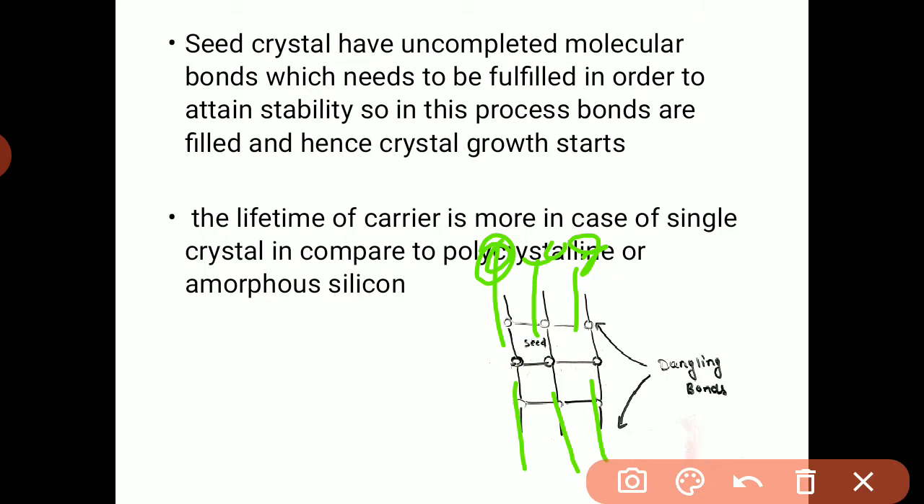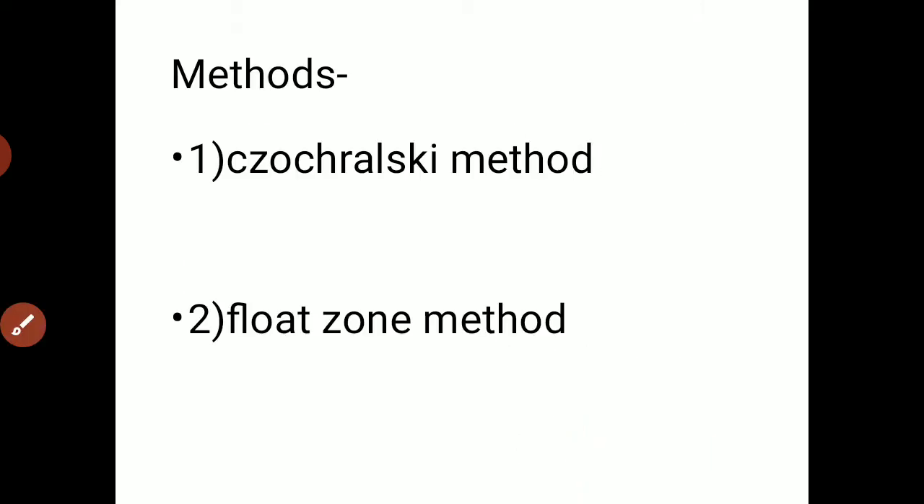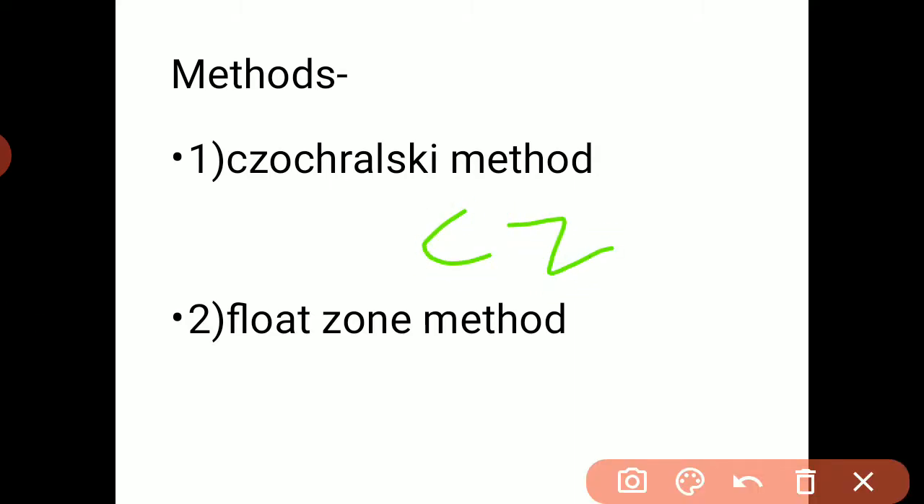So let's see what all are the methods for this purpose. We have two methods. First one is the Czochralski method, which is abbreviated as the CZ method, and second one is the float zone method, which is abbreviated as the FZ method. In today's session, we will cover the CZ method.